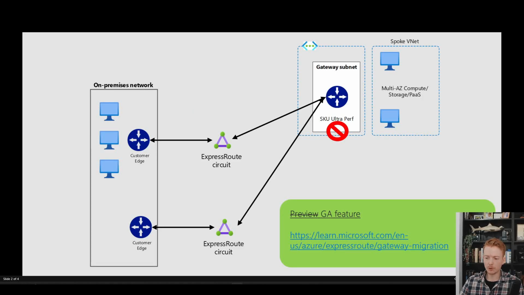In that previous video, we talked about a preview feature that would let you change from these lesser resilient SKUs to the AZ resilient SKUs in a seamless way. Because before this migration tool, you would have had to delete the gateway and rebuild the gateway, which is an operation that can take about 20, 30 minutes sometimes for each of those processes.